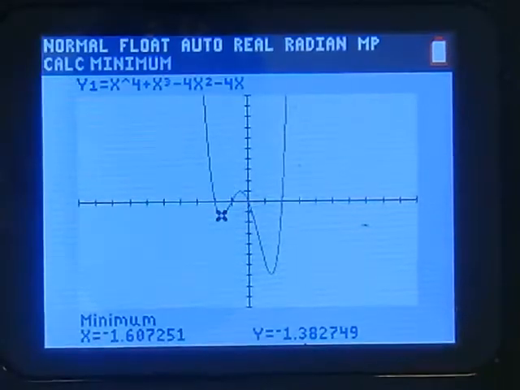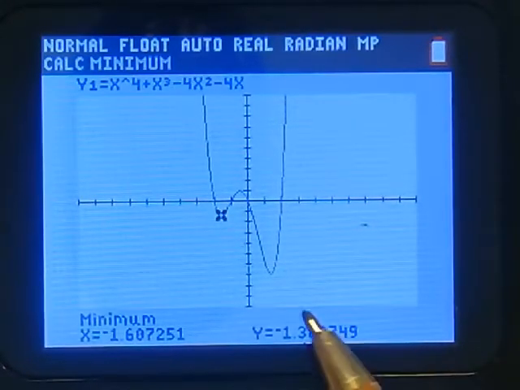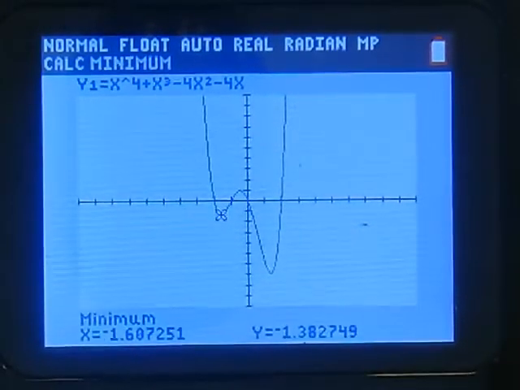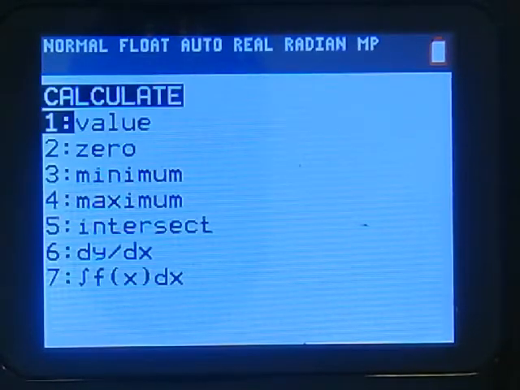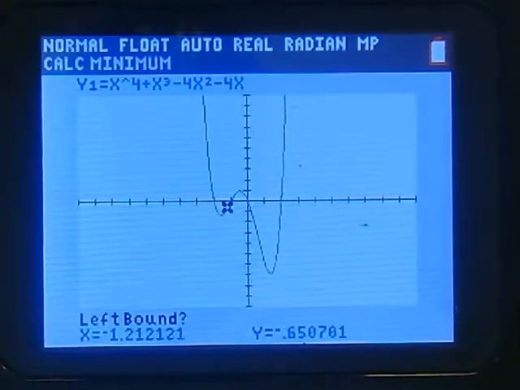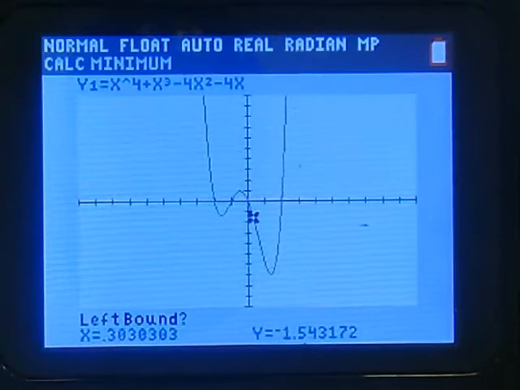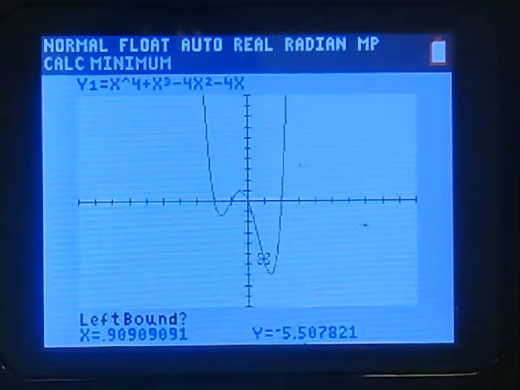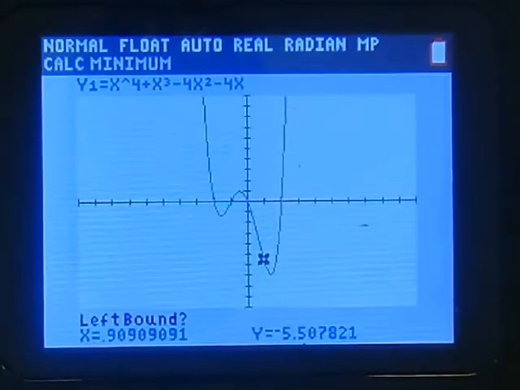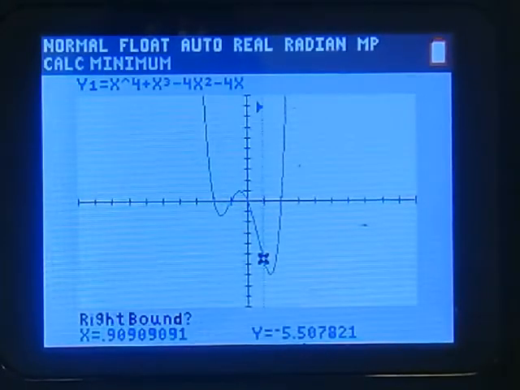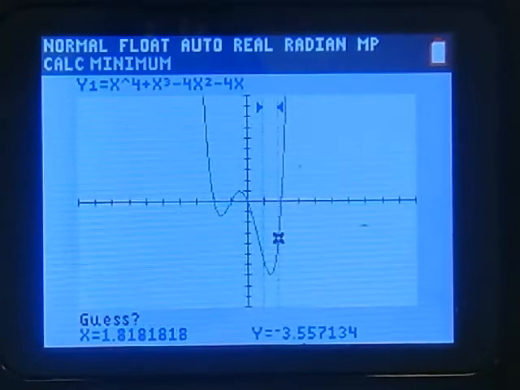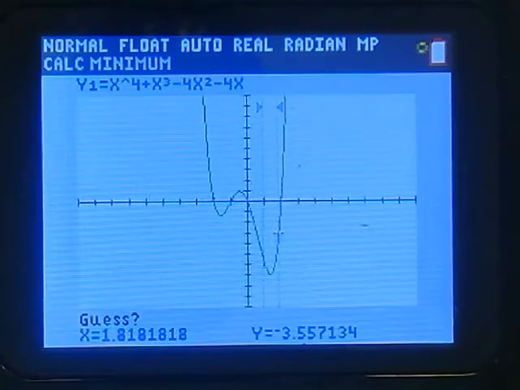Now, we found one of the minimums, but you can see on our graph there's still another one way down here. So we're going to repeat the process and do it again. So second calc, minimum again. And I'm going to move my cursor with the arrows over here closer to the minimum. Hit enter. That's my left bound. Move it over to the right. Hit enter. And hit enter again.